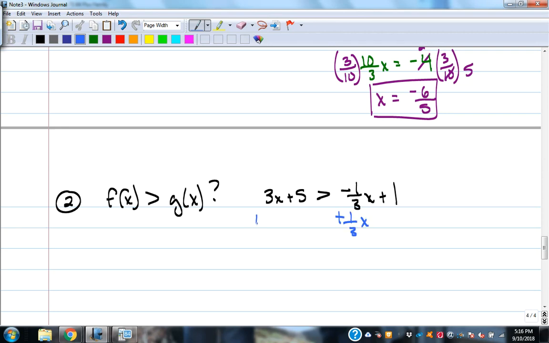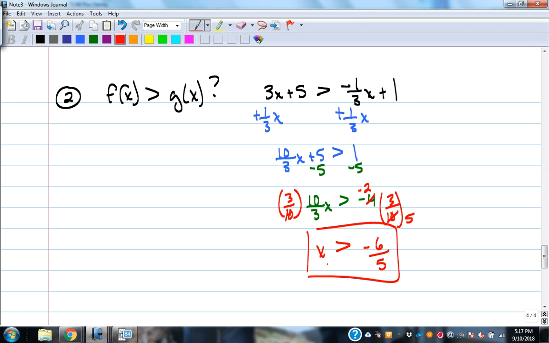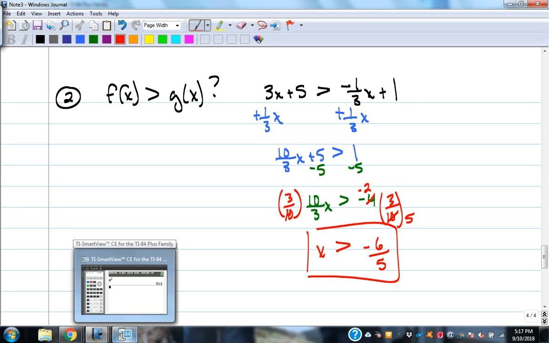Add 1/3. That's 10 over 3 x plus 5. It's greater than 1. And I would subtract 5, just like I did when I did the equation. And then the last step would be multiply by the reciprocal, 3 over 10. It's when x is greater than negative 6 over 5. We would expect that because that's the same answer we got when we set them equal to each other.